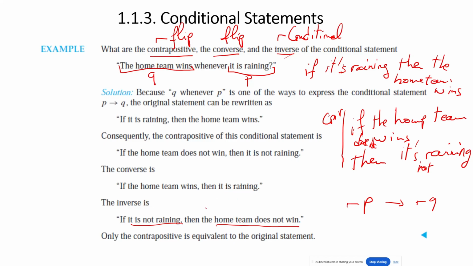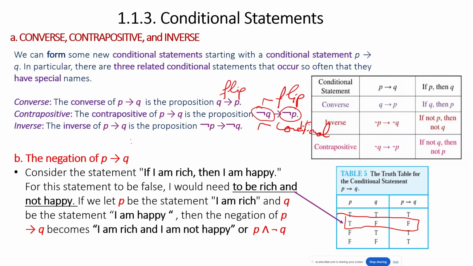So the point here is the last sentence right here. You see what it says is only the contrapositive is equivalent to the original statement. The contrapositive, this here, is equivalent to the original statement.